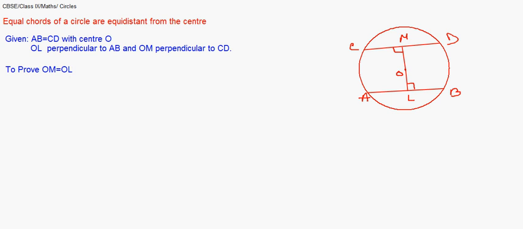Now to do so, we'll have to join OA and OC. Why do we do so? Because once we prove the congruency of these two triangles which we formed by joining OA and OC, then we can say OM equals OL. So we start our proof here.